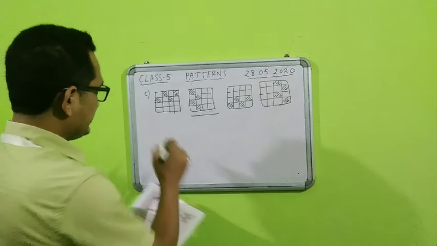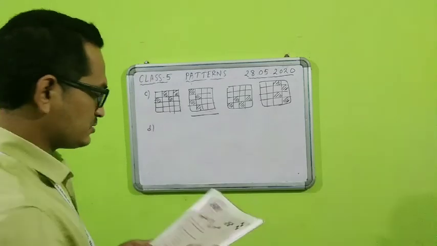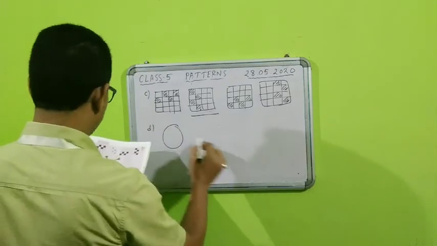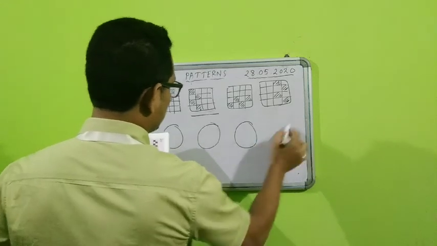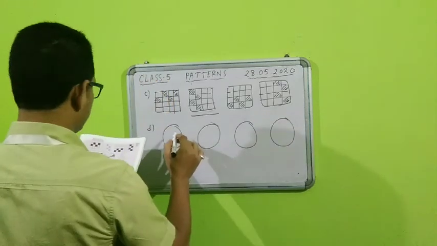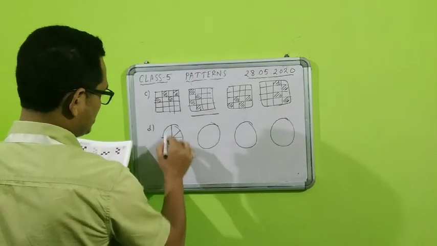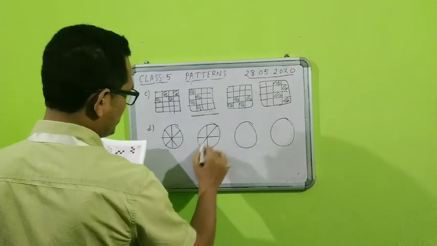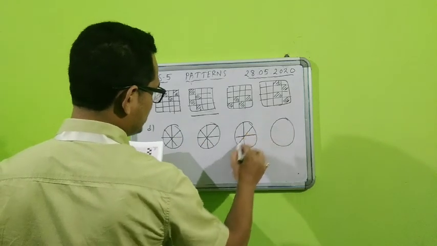Okay. Now the next one, that is number D, the last of question number 3. Four circles are drawn. Now each of these 4 circles is divided into 8 equal parts. So I will first divide it.